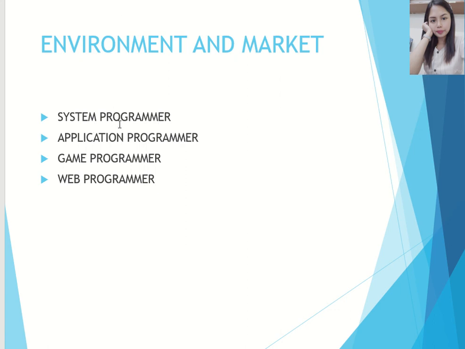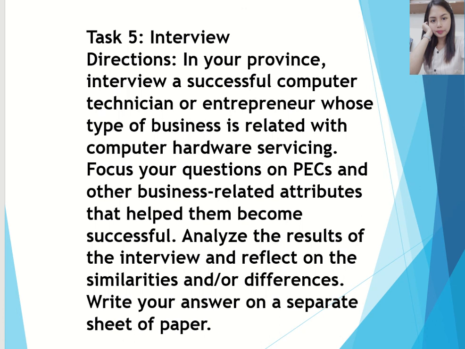So you should have the four programmers. A system programmer is one who makes systems. An application programmer is, for example, the one who invented Microsoft, Visual Basic, NetBeans, Java, SketchUp. A game programmer is the one who develops games. A web programmer is one who makes websites.